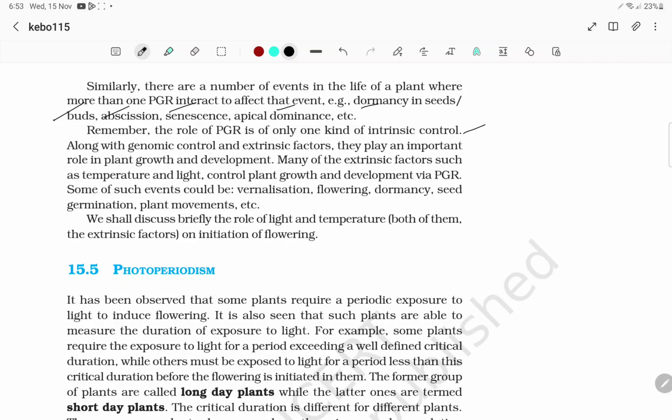They play an important role in plant growth and development. Many of the extrinsic factors, such as temperature and light, control plant growth and development via PGRs. Some such events could be vernalization, flowering, dormancy, seed germination, plant movements, etc. We shall discuss briefly the role of light and temperature, both of them extrinsic factors, on initiation of flowering.